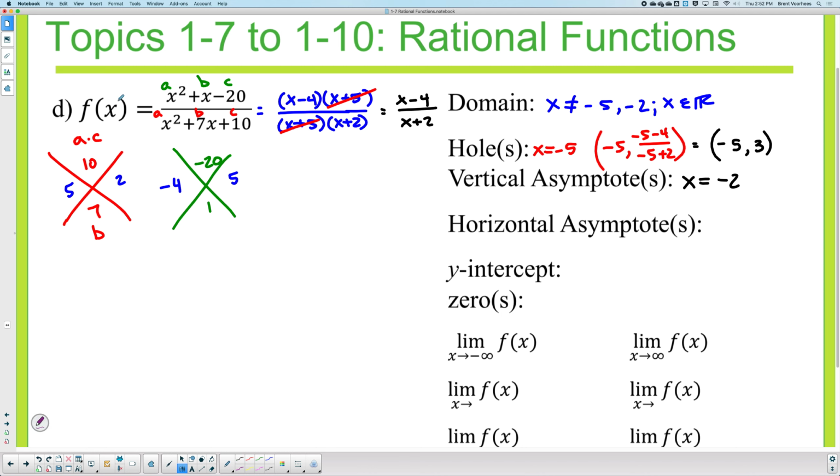For my horizontal asymptote, I would check my powers. My exponents are the same here, so I'll put DC. Exponents are the same, the DC stands for divide your coefficients. So in this case, it's 1 divided by 1, which is 1.